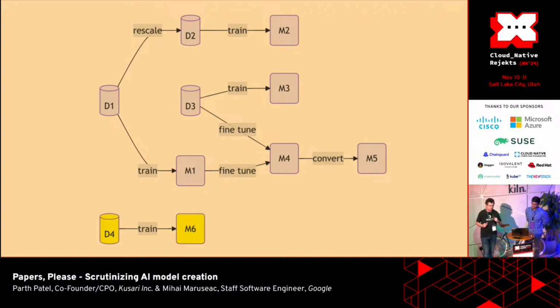You start with one data set, you maybe perform some operations on that and you train a model, or once you have a model, you might fine-tune it with data from another data set, and you keep iterating on these steps. And then at some point, you take this model, the final model, and then you convert it to some format that the application can use.